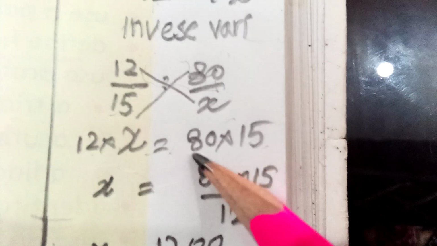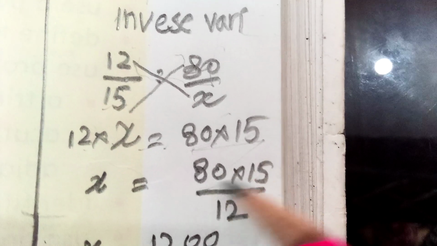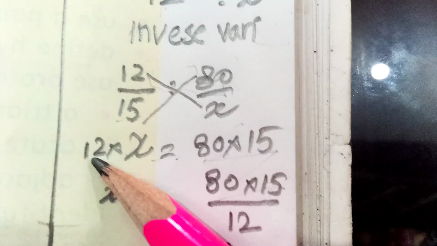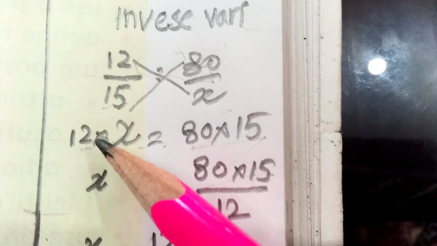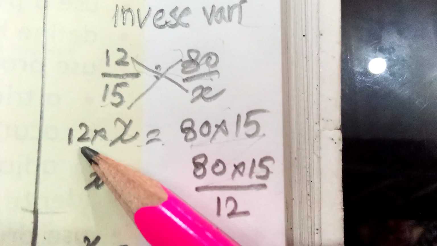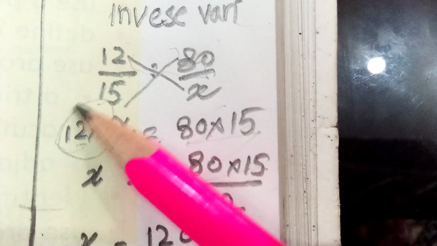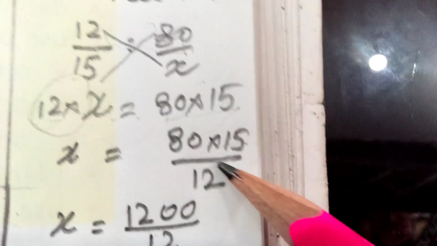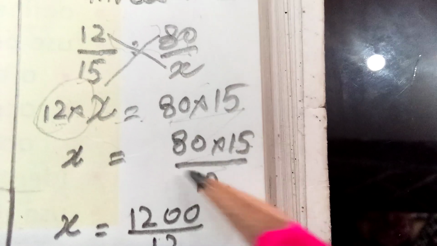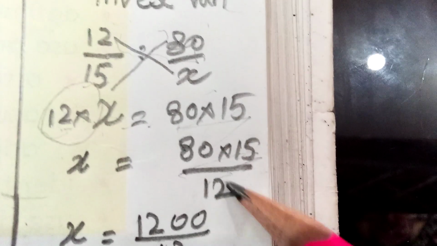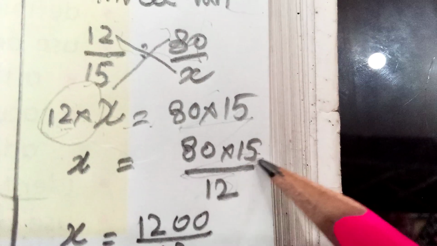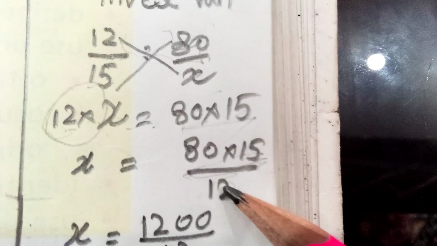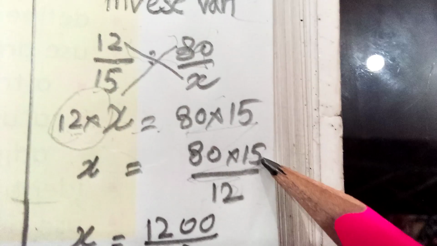Now we will multiply 80 and 15. 12 is multiplying by x, and when this 12 jumps to the other side of the equals sign, it will be divided by. I have written it in fraction form in the denominator. It means that 12 is dividing 80 multiplied by 15.